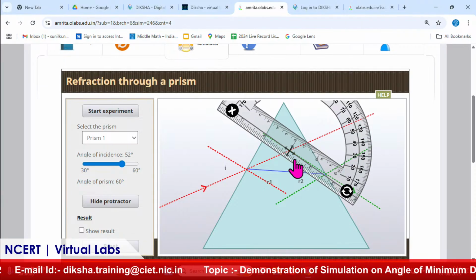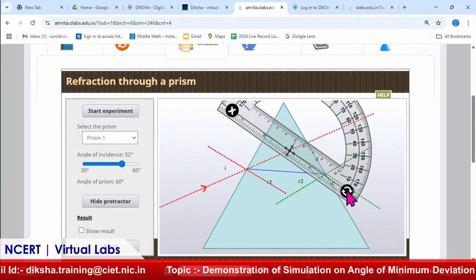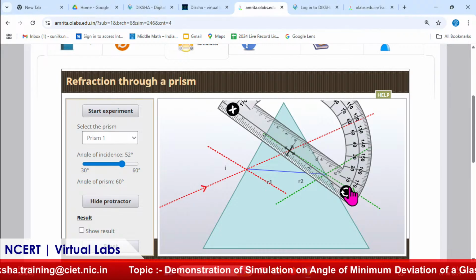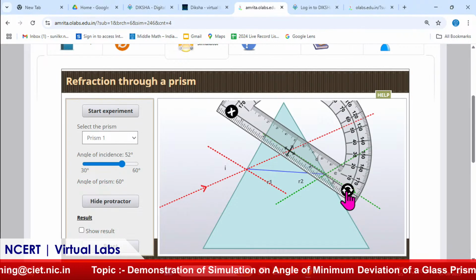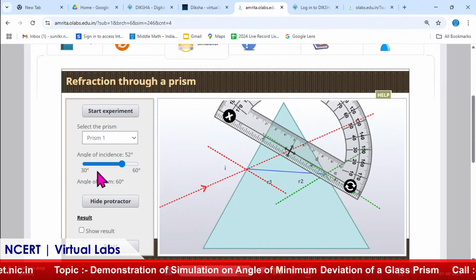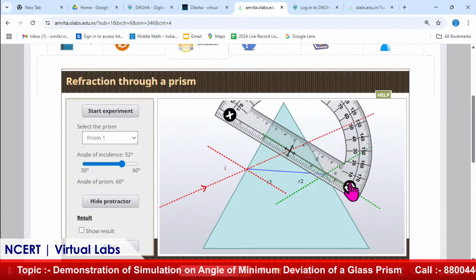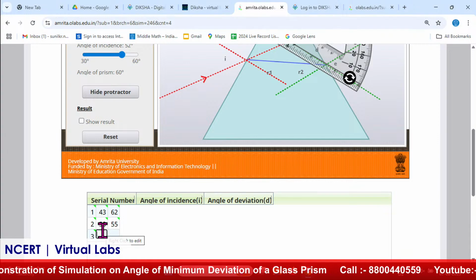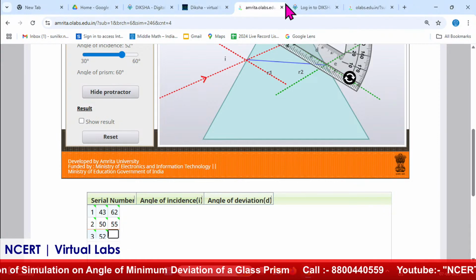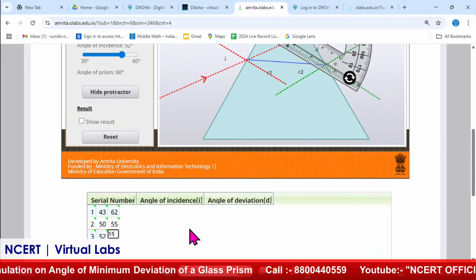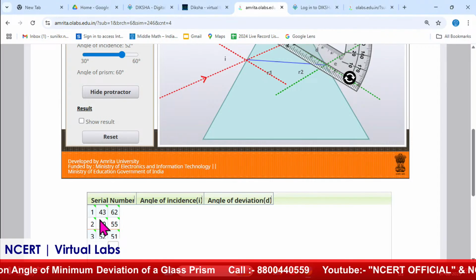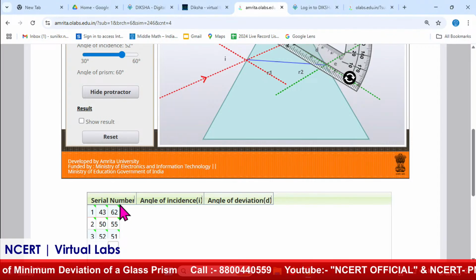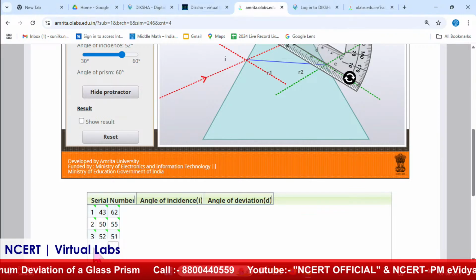So, you will see that the angle of deviation is decreasing. As I am increasing the angle of incidence, what is happening? The angle of deviation is decreasing. Again I have increased it to 52, and you will see that it comes out to be 50. For 52 angle of incidence it is nearly about 51. So, you are seeing this: as the angle of incidence is increasing, the angle of deviation is decreasing.